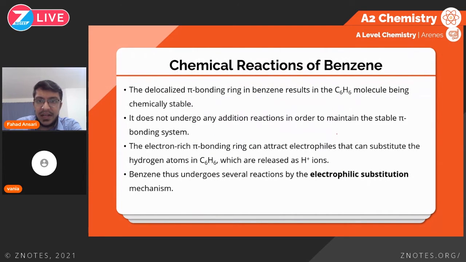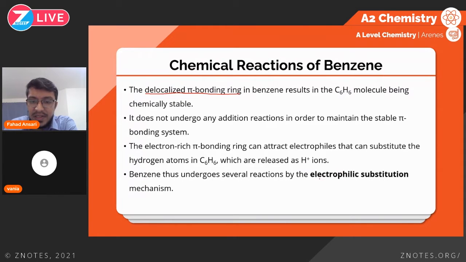So let's look at the chemical reactions. Now, the thing is that this delocalized pi bonding ring, this mouthful of a term that we have just unpacked, is actually very stable, right? And chemical reactions, because their whole aim is to achieve stability, the reactions of benzene are not going to disturb this ring, right? They're going to keep it intact. But what happens is that the hydrogen atoms that are bonded to each carbon atom can be substituted by some atom or group of atoms. And those are the types of reactions that we're going to look at.